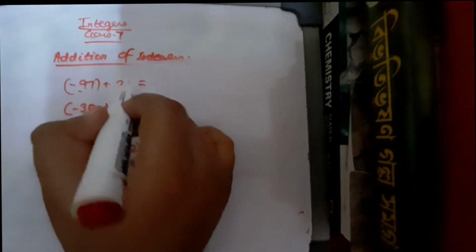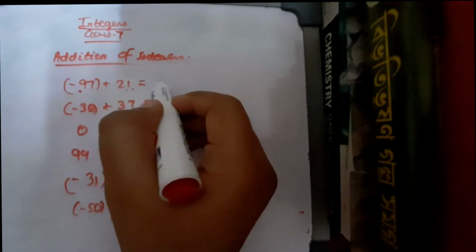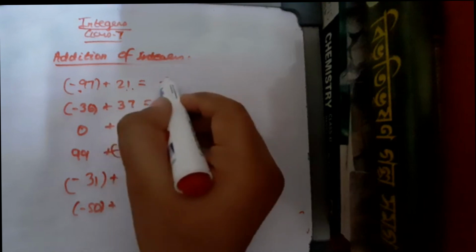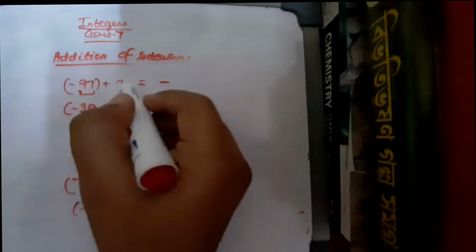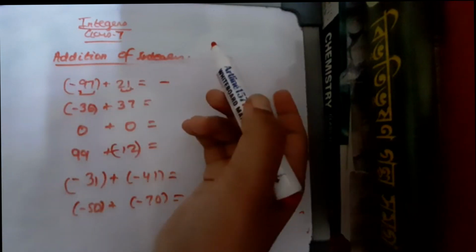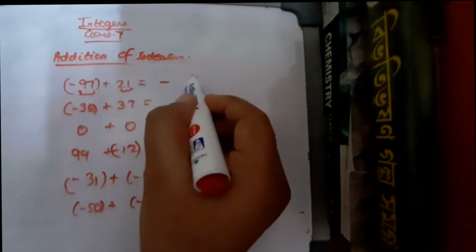Okay, so now let's solve these one by one. So minus 97, 21. You have to do a subtraction operation, right? And the negative integer is greater than the positive integer in magnitude. So you have to perform just the subtraction operation and include a negative sign with the result. Okay, so it is minus 76.